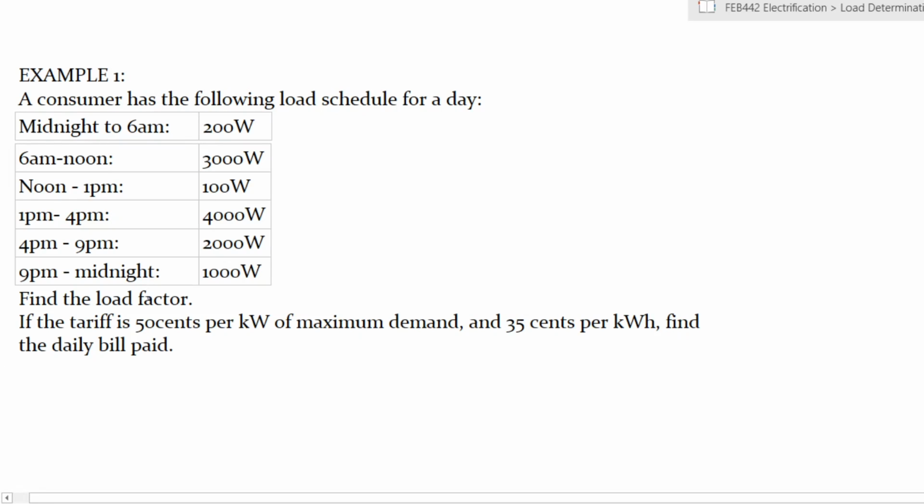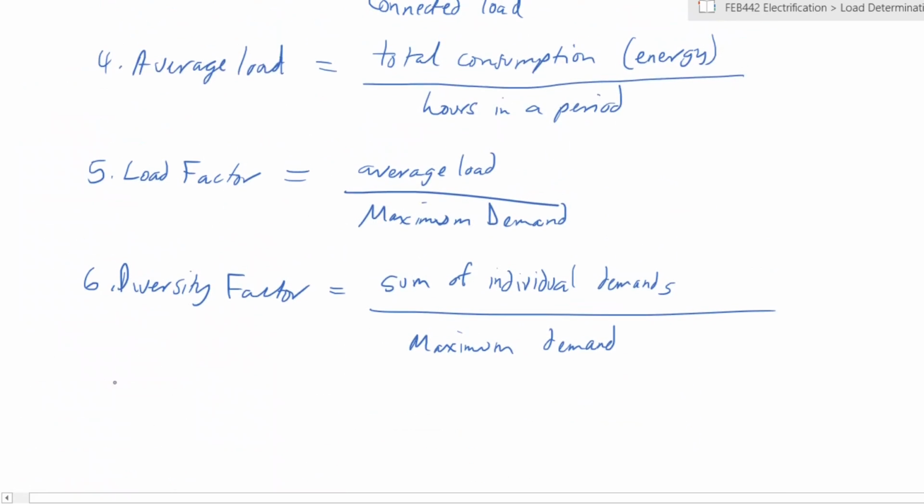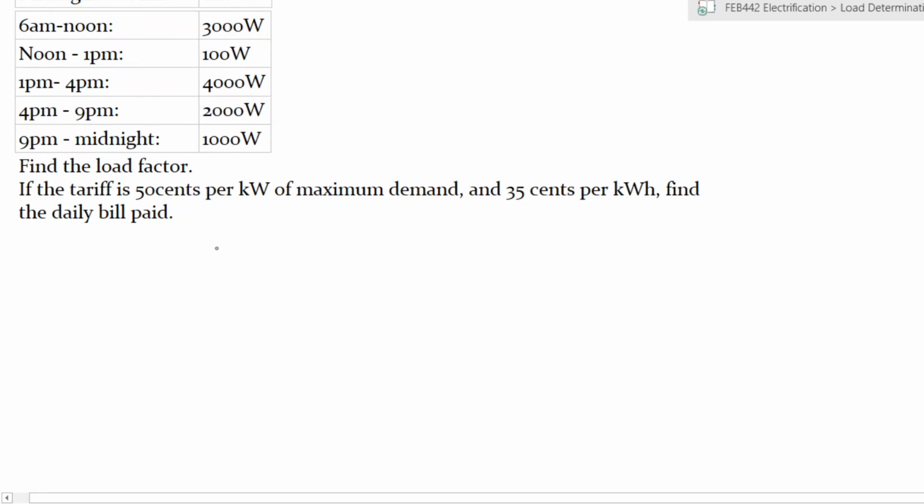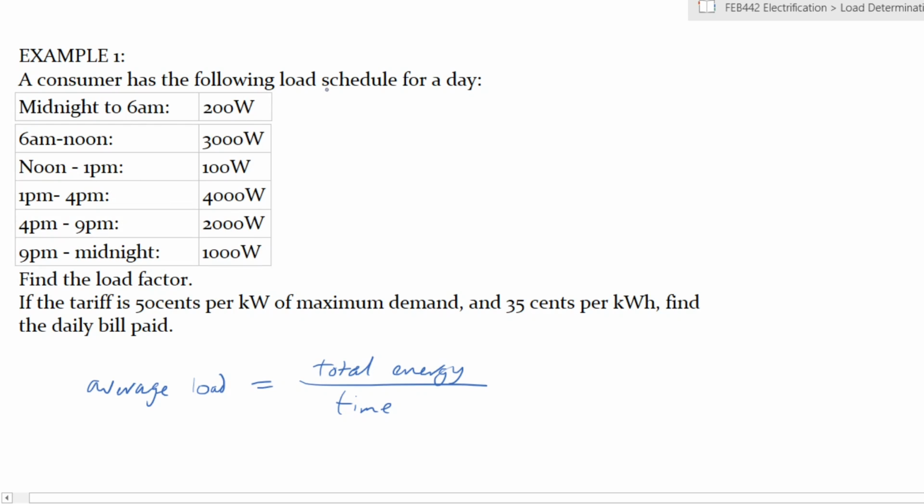In order for us to determine the load factor, which is one of the items that we have been asked for, remember that load factor is the average load over maximum demand. So let's determine each of those. The average power, which is the average load, is given by the total energy consumed over the time. In this case, we would list all of the energies that are here.